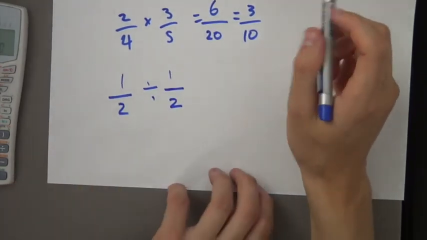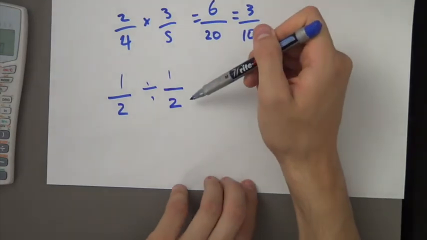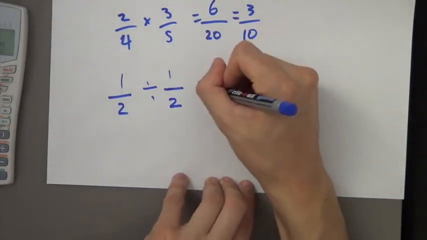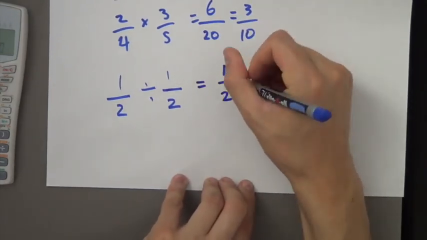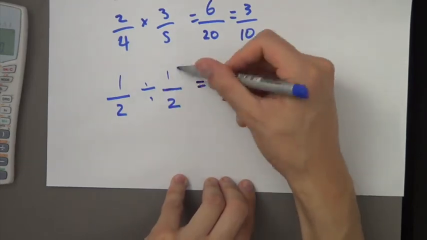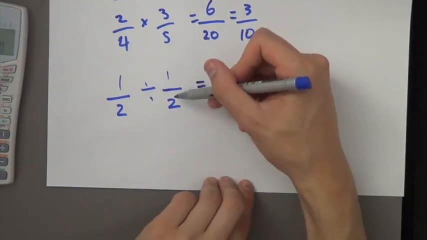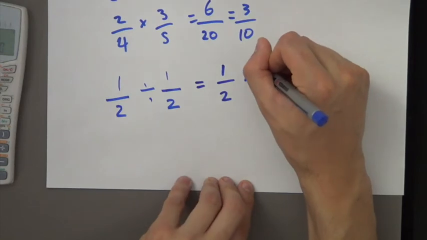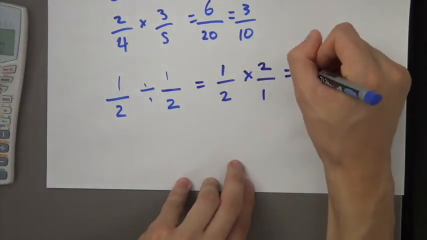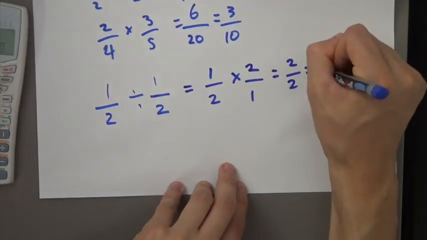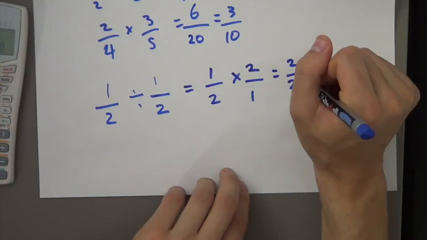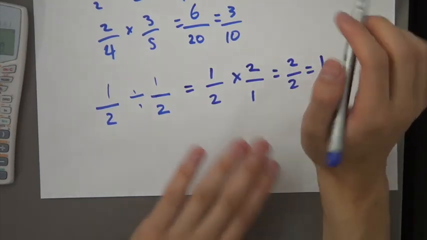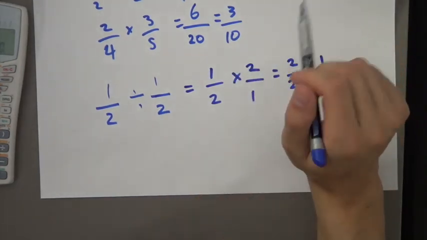Now, if it's a division, so let's say a half divided by a half. Now in division, basically I'm just going to tell you the rule. Basically, this is equivalent to half times the reciprocal, so I'm just going to swap the denominator and numerator around. 2 over 1, which is 2 over 2, which is 1. Okay? And if you remember this rule, you can't go wrong.